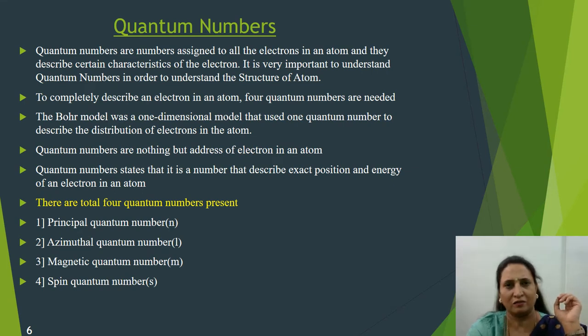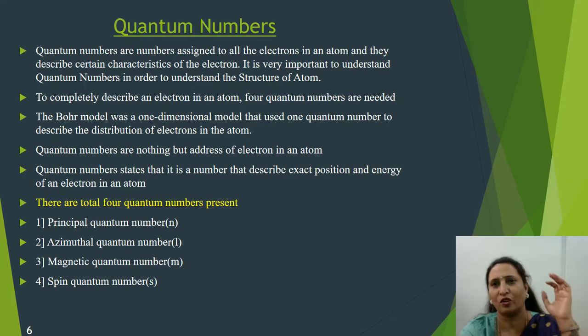Now, the most important part in this topic is quantum numbers. Now, what are quantum numbers? To assign all the characteristics of electrons which are present in an atom, we need some numbers, and those numbers are called quantum numbers. So what is the role of quantum numbers? They give the characteristics of the electron which is present in an atom. So it is important to understand quantum numbers in order to understand the whole structure of the atom.